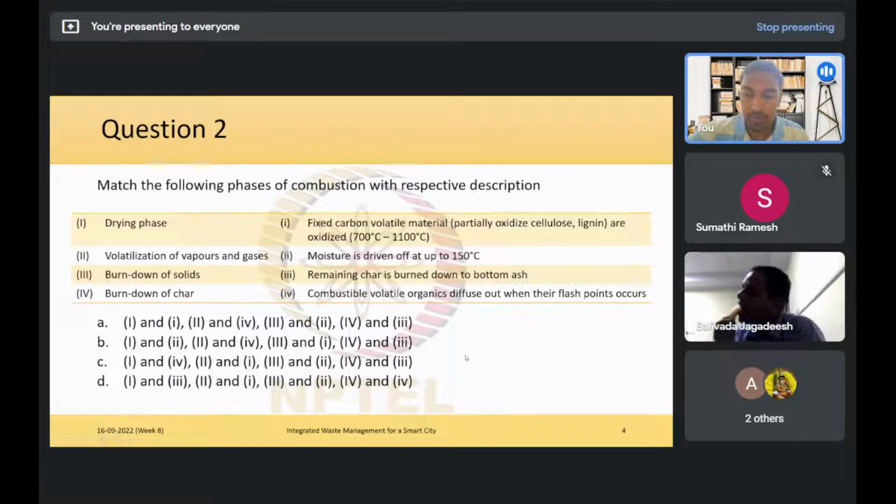Maybe we can do a poll, where you can take a couple of minutes to think about it and provide your answers, and then we look at the correct option.